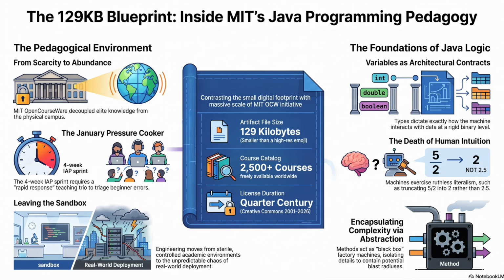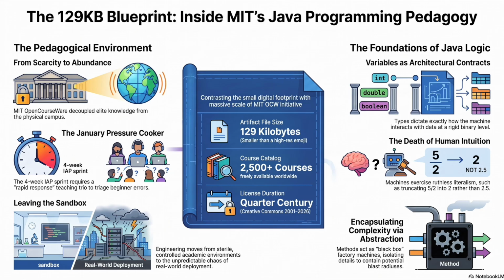Because human beings are incredibly flexible, context-aware thinkers. Like if I hand you a napkin with a hastily scribbled math equation, and maybe the division line is a bit crooked or a parenthesis is clearly implied, my brain automatically fills in the gaps. Right, you infer my intent. But a machine has absolutely no capacity for inference. It only sees exactly what is typed. Exactly, and it processes it with a ruthless, literal obedience.